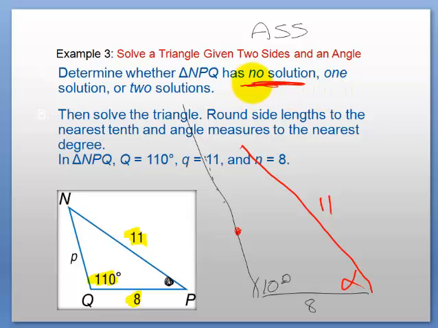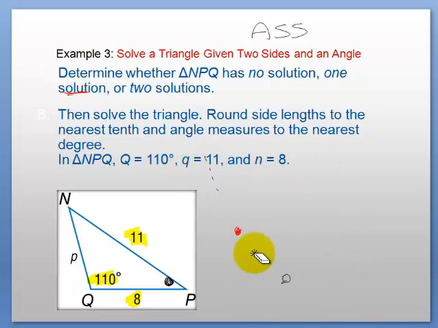Now, we're going to look at cases where we have no solution, meaning that that length is not long enough to reach the other side. There's one solution where it's a perfect length to attach at one specific spot. And then comes our ambiguous case, 2 solutions. I'm not going to jump into that right now. So let's go back to this question.